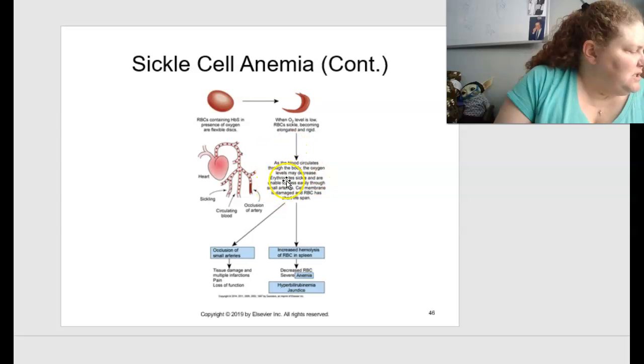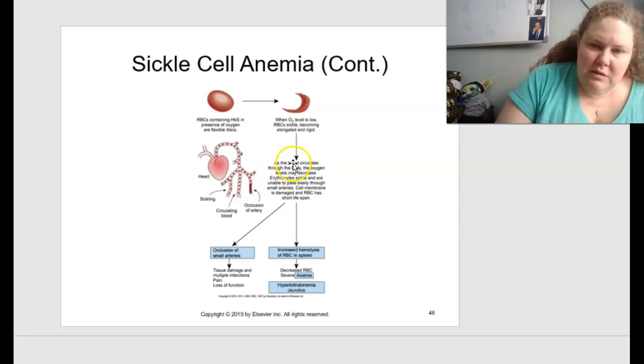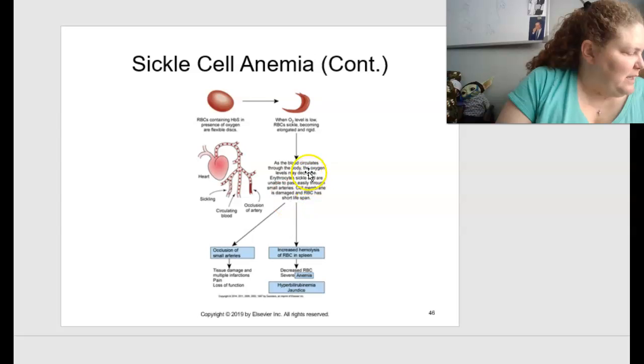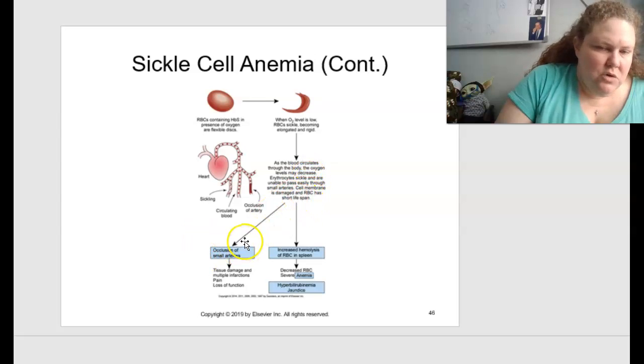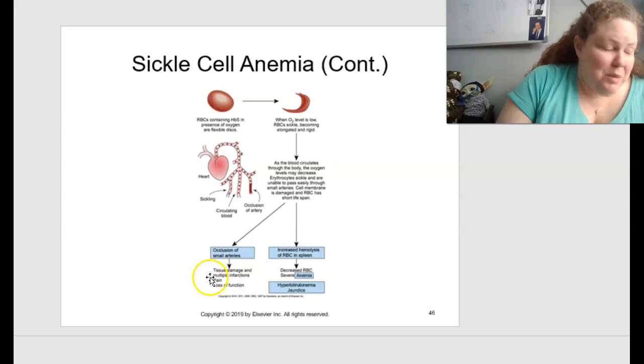And then as the blood circulates through the body, the oxygen levels decrease. And the erythrocytes sickle, and they're therefore unable to pass easily through the small arteries. And then the cell membrane is damaged. The red blood cells have a shorter lifespan. And so this can lead to an occlusion of small arteries, which is blockage. And so then this can lead to tissue damage and multiple infarctions. This is very painful and it can cause loss of function.